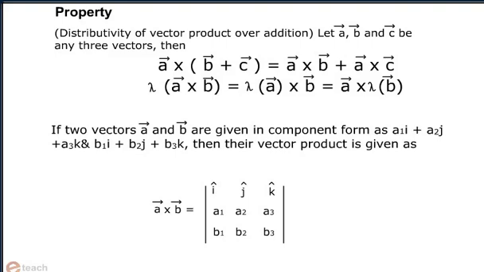If two vectors a and b are given in component forms a1 i cap plus a2 j cap plus a3 k cap and b1 i cap plus b2 j cap plus b3 k cap, then their vector product is given as a vector cross b vector equals the determinant of the matrix with rows i cap j cap k cap, a1 a2 a3, b1 b2 b3.